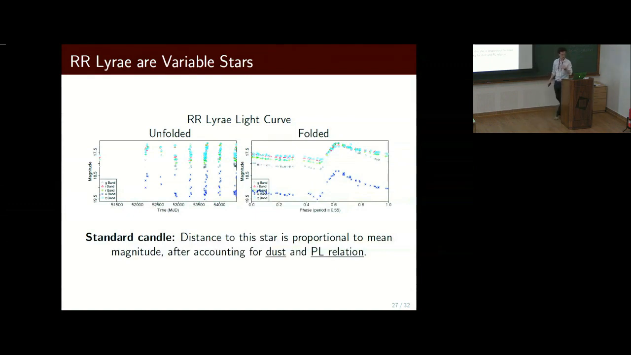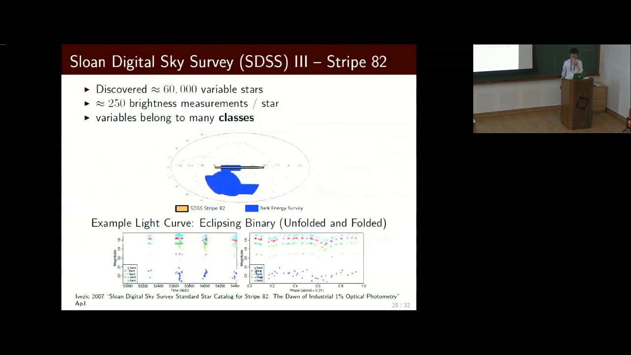So these aren't exactly standard candles. You have to account for things like dust and the PL relation. But once you have an object that you know is an RLI, you can estimate a distance to it. So I'm going to talk very briefly about one effort to use RLI rays as standard candles to map the Milky Way halo.